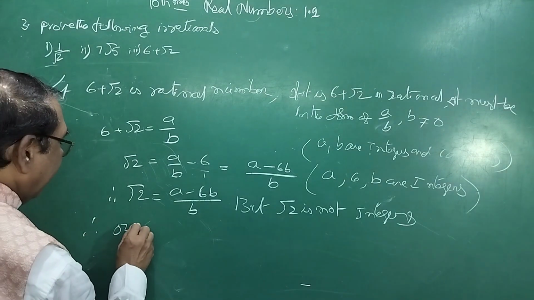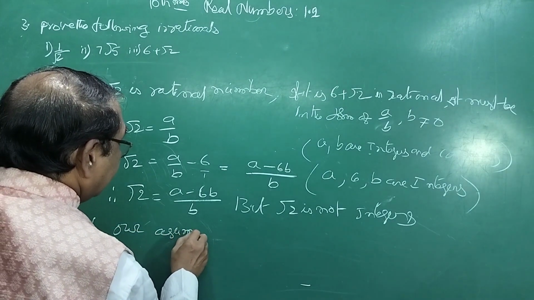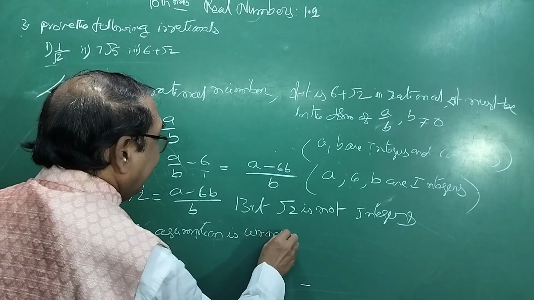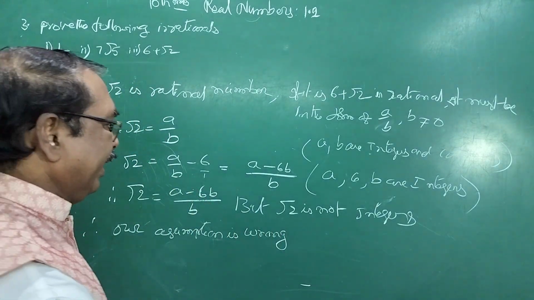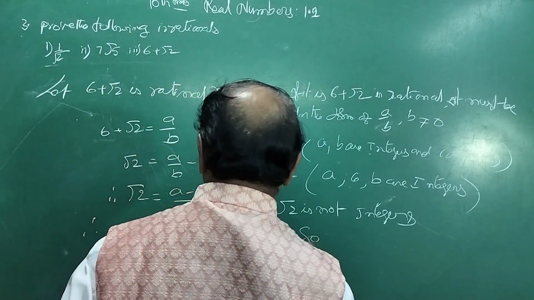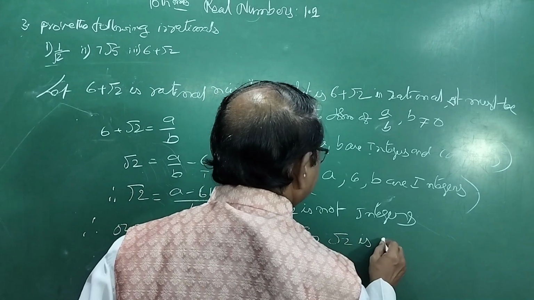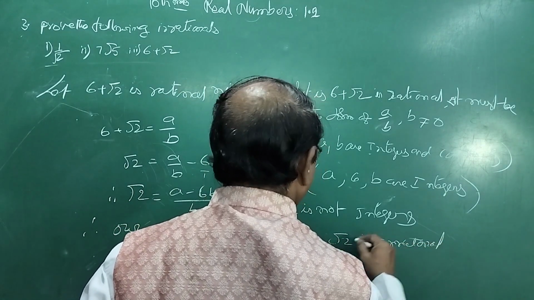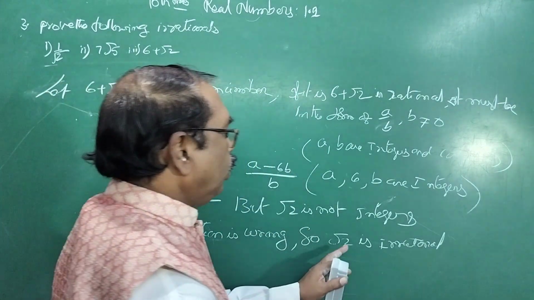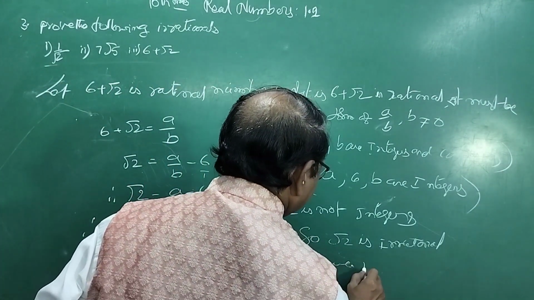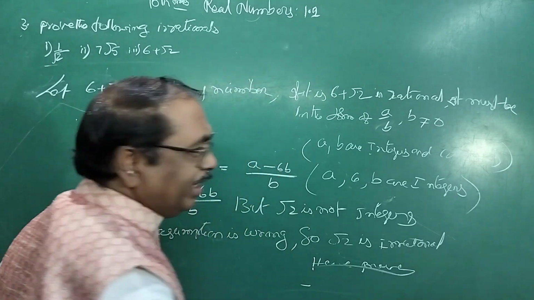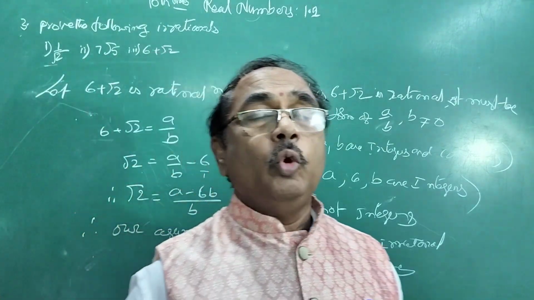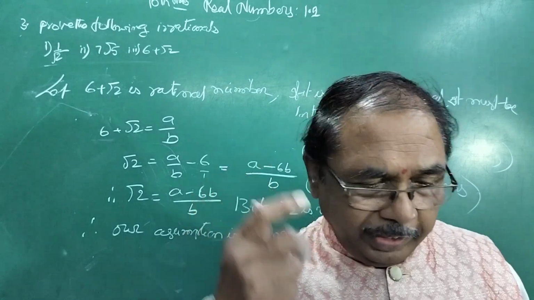Therefore, our assumption is wrong. Wrong means contradictory to the fact. So root 2 is irrational. Hence proved. Is it taken? These are very, very simple things. But if 2 marks are given, do like this. Thank you very much.